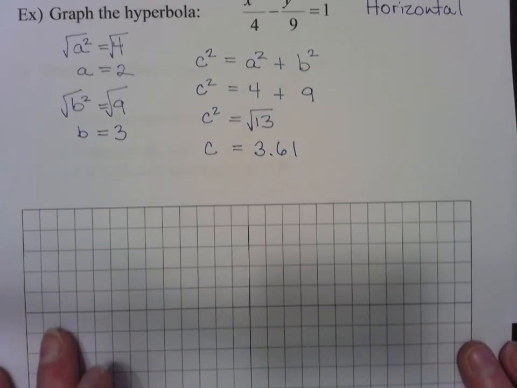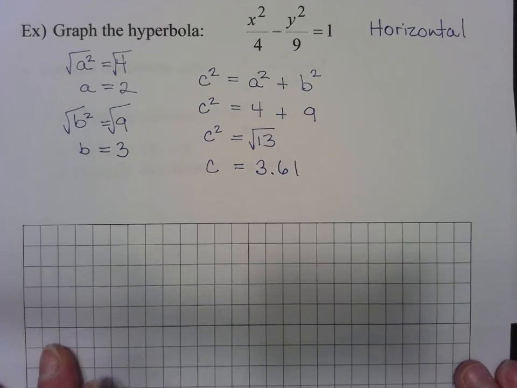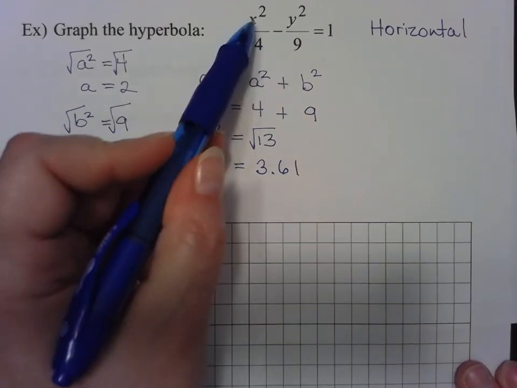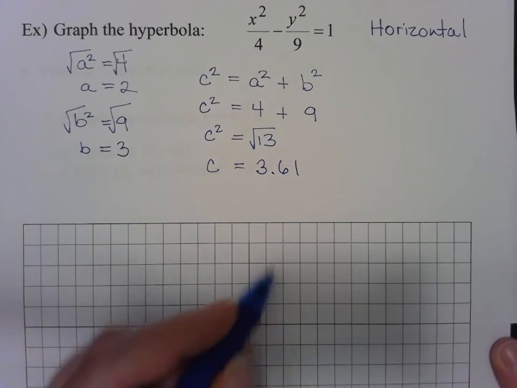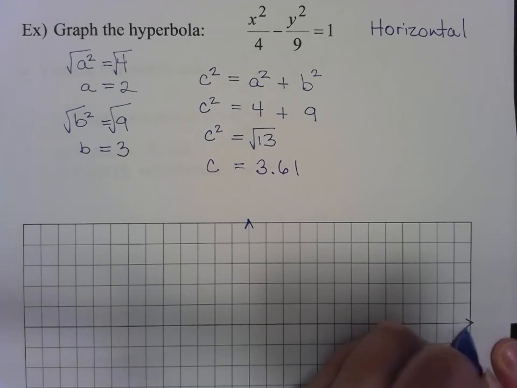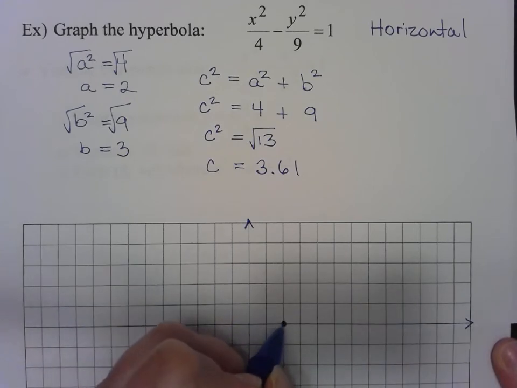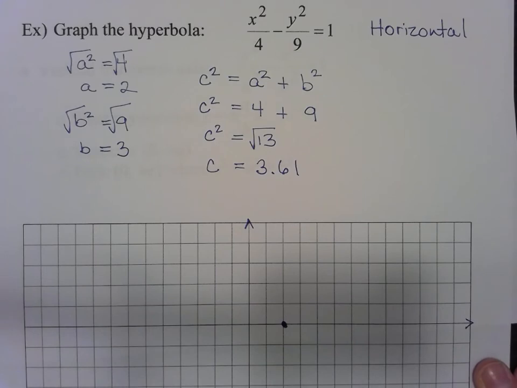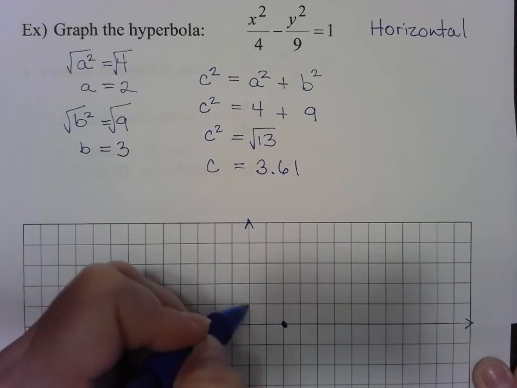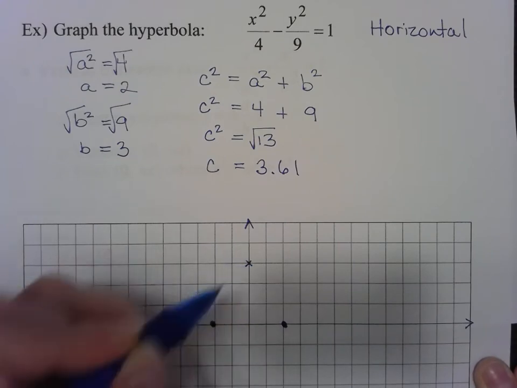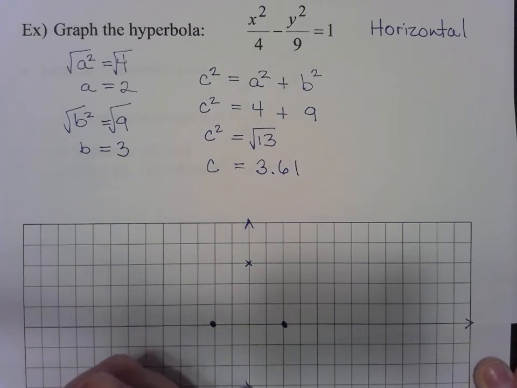Okay, first, notice that the A is on the x-axis, right? It's horizontal, so the A is 2. Sorry, let's label these. 1, 2. And the B is 3. I don't usually use a dot for the B, I usually use an X because it's not actually part of the graph.